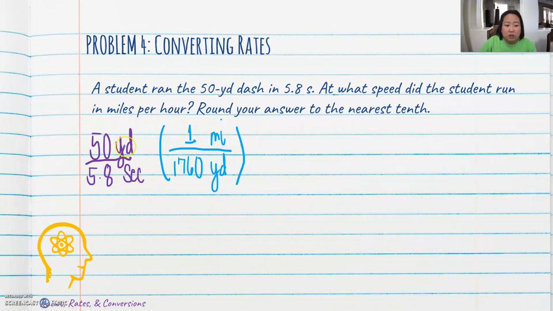So why do we have to do this? So that we can get rid of the given yard, okay? Yard divided by yard is 1. So what is the existing unit of measurement for distance? Miles is the only one left in here.